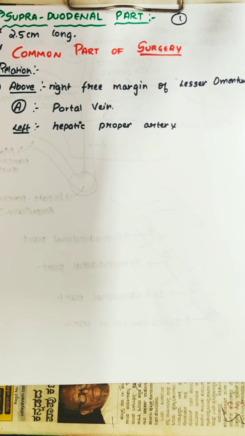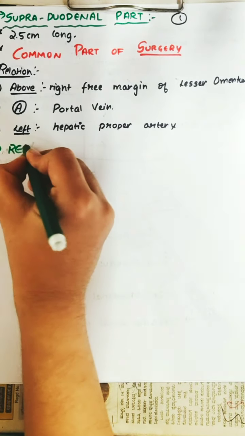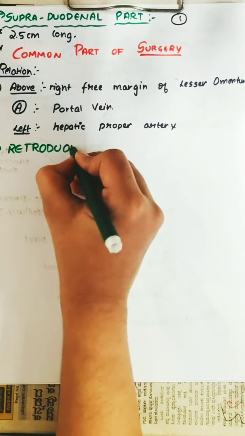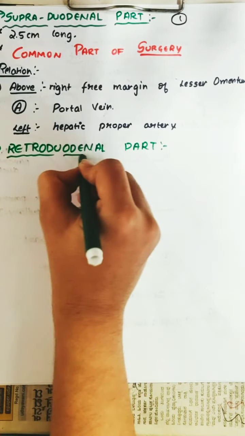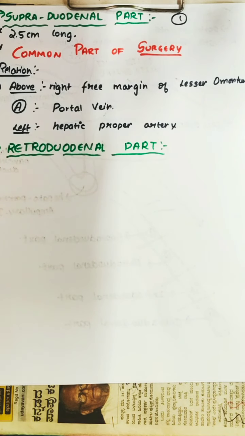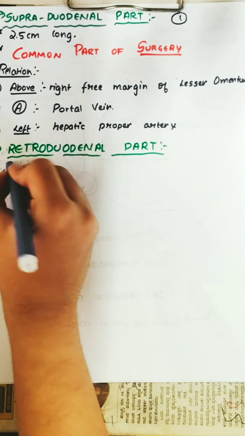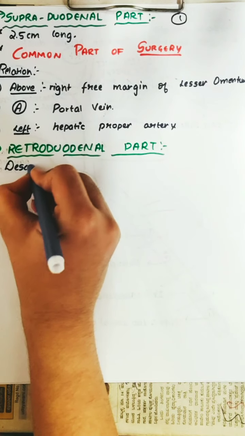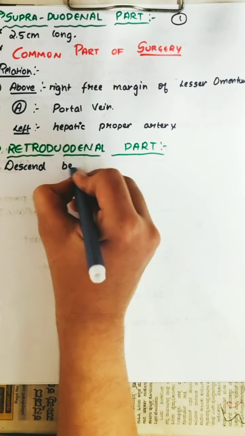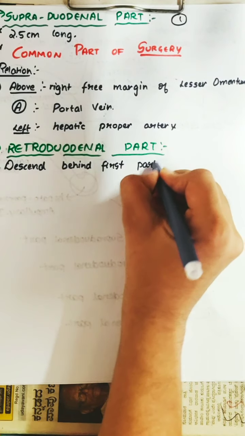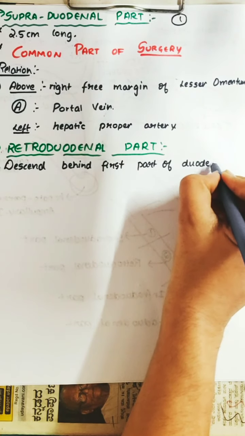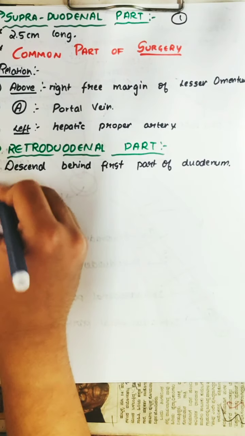Now the next part is the retroduodenal part. The second part is the retroduodenal part. It descends behind the first part of the duodenum. It is found behind the first part of the duodenum. You have to remember all these things. And we'll speak about the relations.